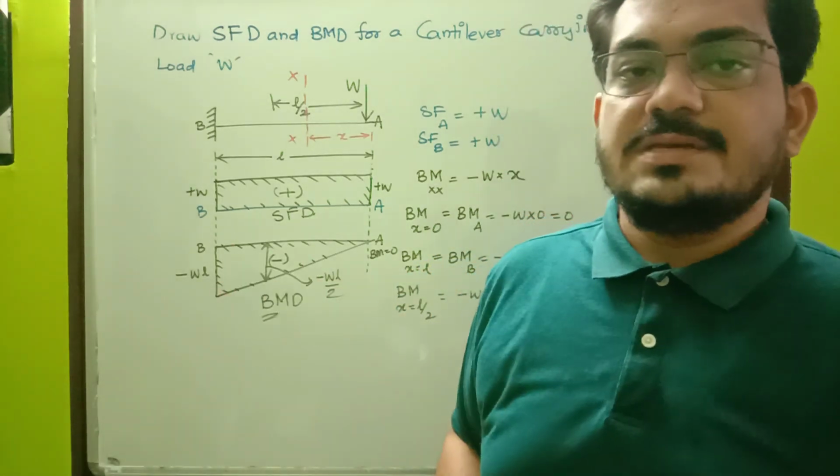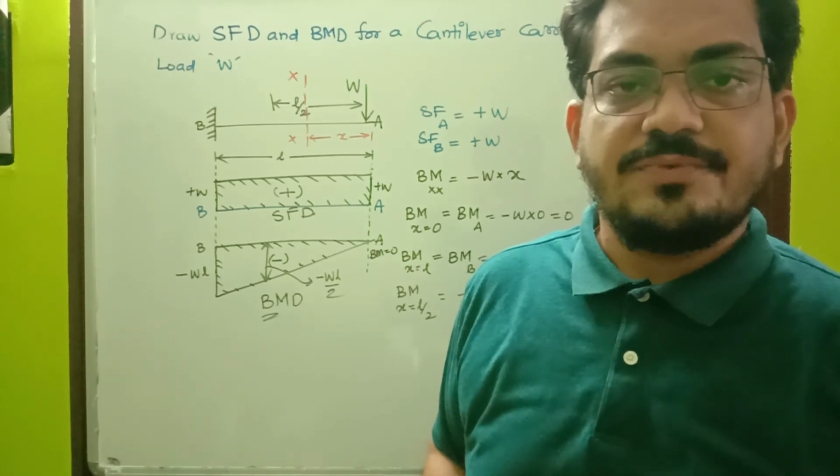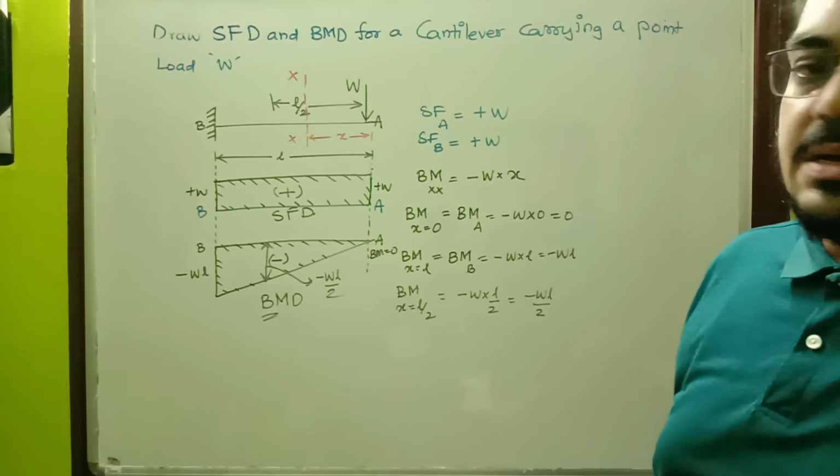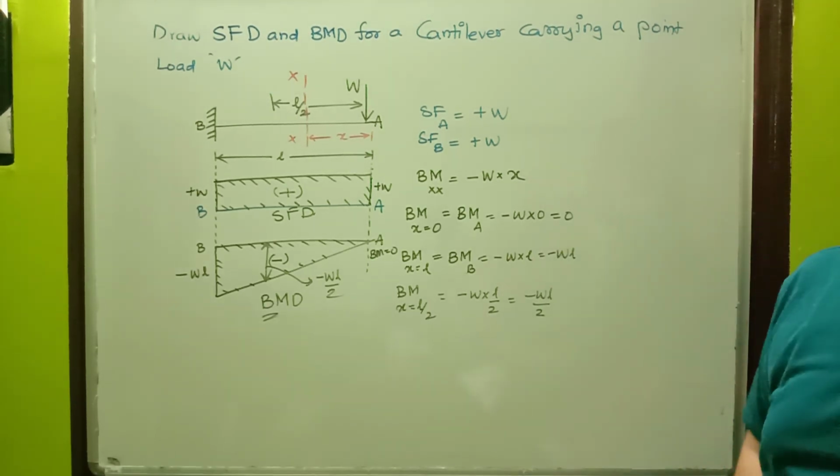So these are the shear force and bending moment diagrams for a cantilever beam which is carrying a load W at the free end.